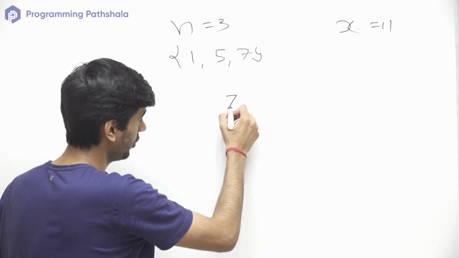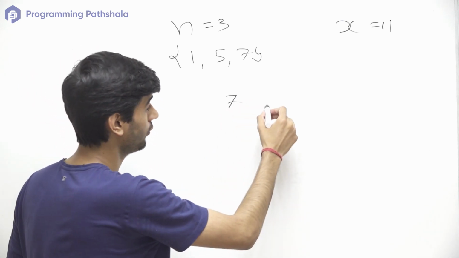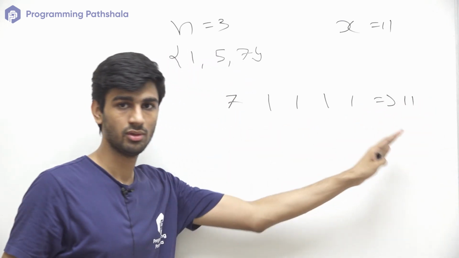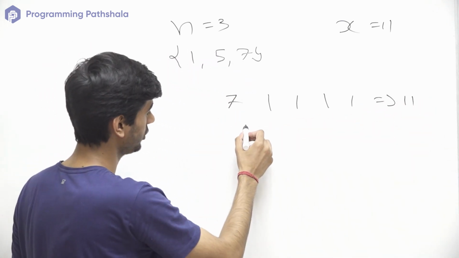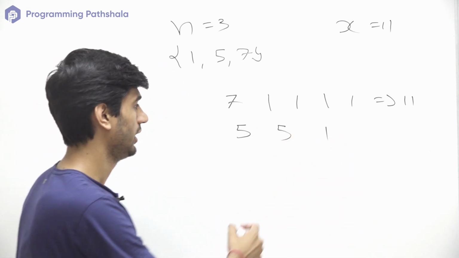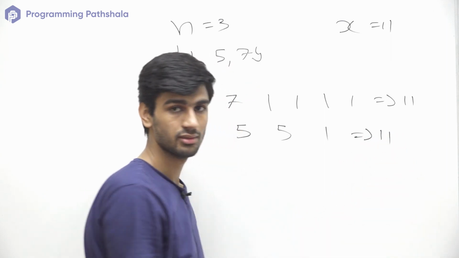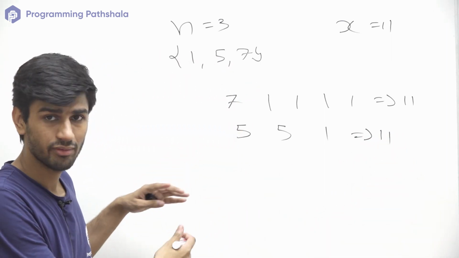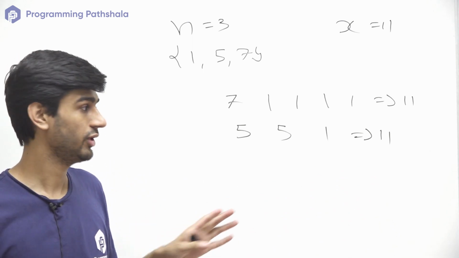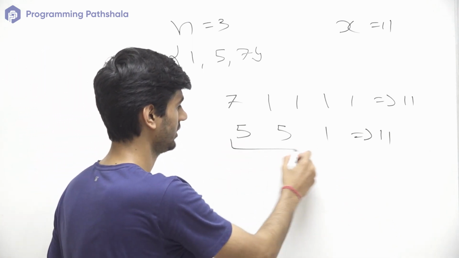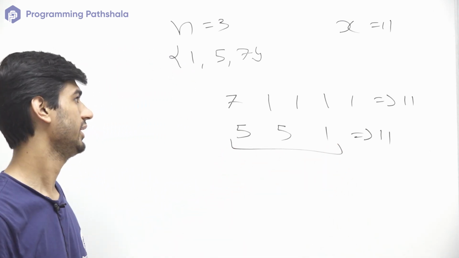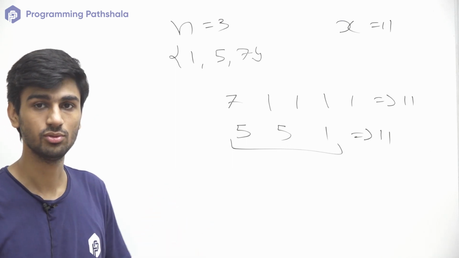So we can pick a coin with value 7 and then we can pick 4 coins with value 1. This adds up to 11, right? Similarly, we can pick 2 coins with value 5 and 1 coin with value 1, and this also adds up to 11. We can have more ways to get a sum of 11, but the minimum number of coins required will be 3, and that will be this combination: 2 coins with value 5 and 1 coin with value 1. So this is what the problem is asking us to do.